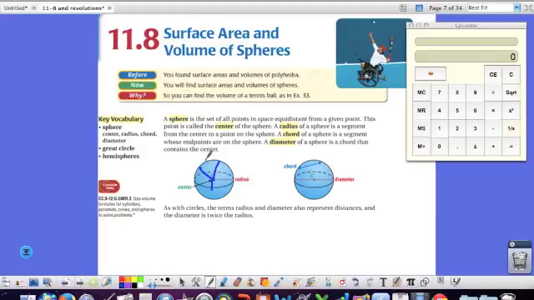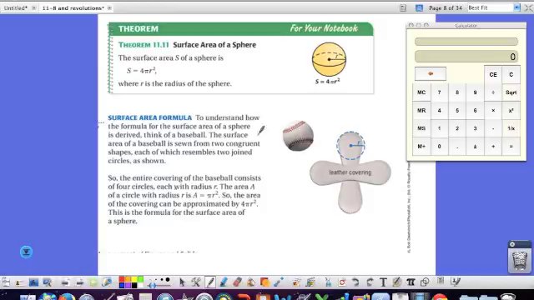Sorry. A diameter of a sphere is a special chord that contains the center. As with circles, the terms radius and diameter also represent distances, and the diameter is twice the radius.